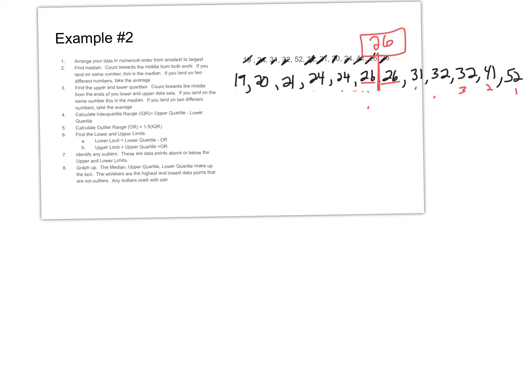All right, so now let's talk about the upper and the lower quartile. So again, we're going to count towards the middle here of our data set. So the lower set, so 1 and 1, 2, 2, 3, 3. So again, I didn't land on the same number, so I have to take the average. So 21 plus 24 is going to be 45. Divide that by 2, I get 22 and a half.